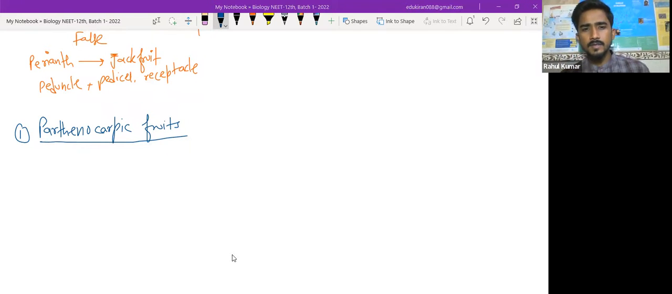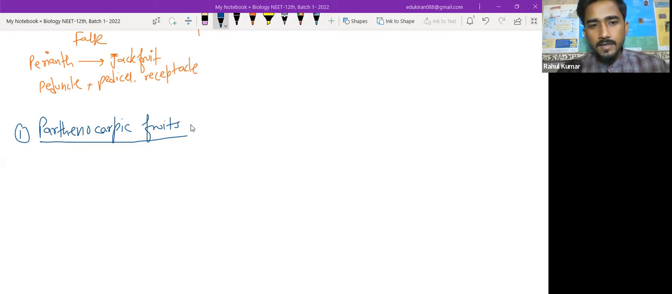Yes, Samson is asking, can we differentiate between a true and a false fruit? Okay, Samson, is it clear now, or should I make you write the difference column? You can do that also, but let's first understand parthenocarpic fruits, and then we'll summarize everything together, whatever we have to write.